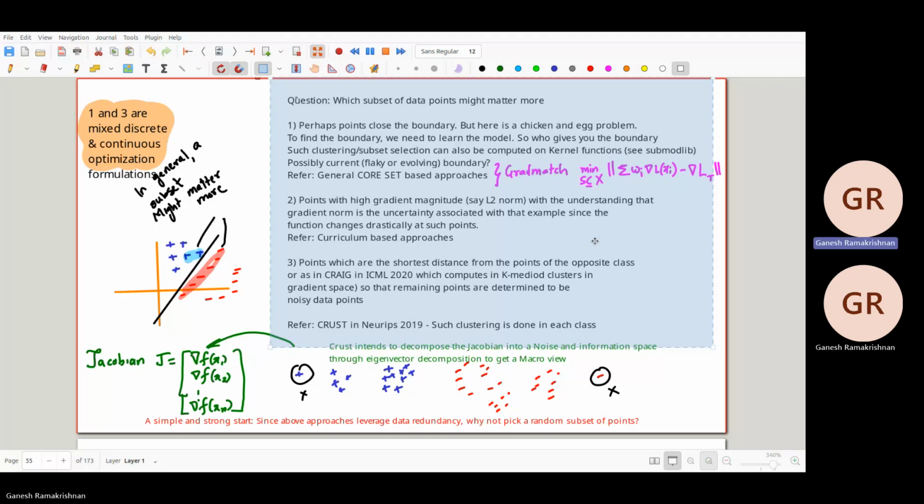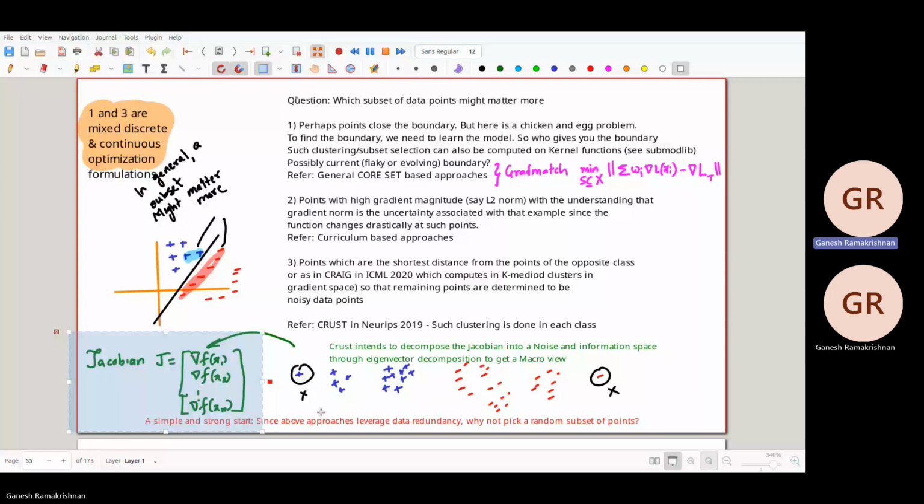Now the way Crust does it is it basically computes a Jacobian. Jacobian is basically a matrix of all the gradients. So it says I have the Jacobian of all the gradients. You may say this is such an expensive computation, and I'm going to look at points which are far away, so I have to iterate through all the points. Crust does something slightly smart.